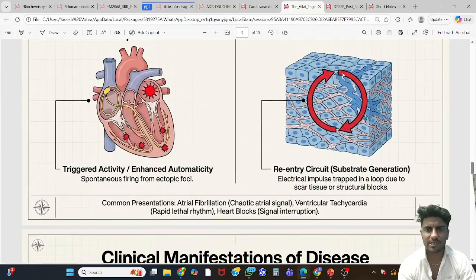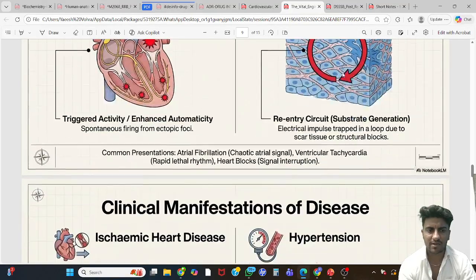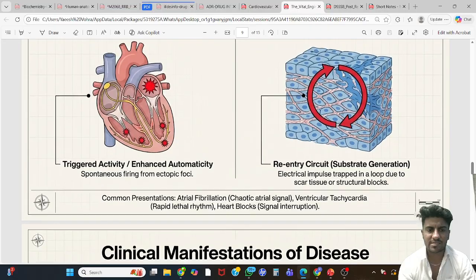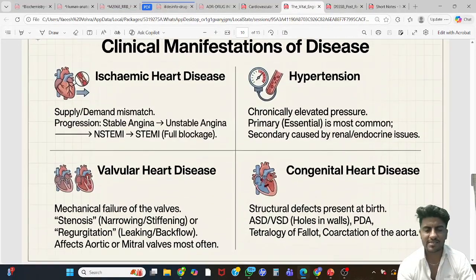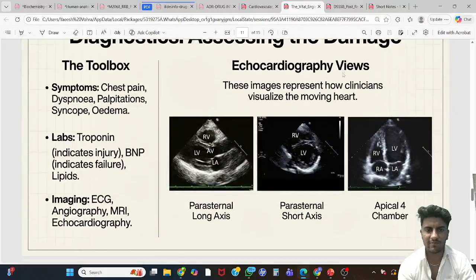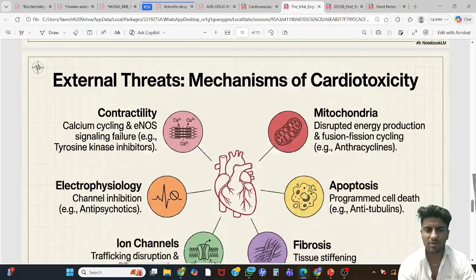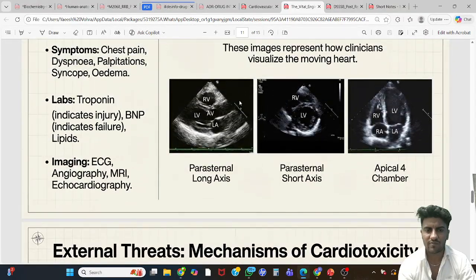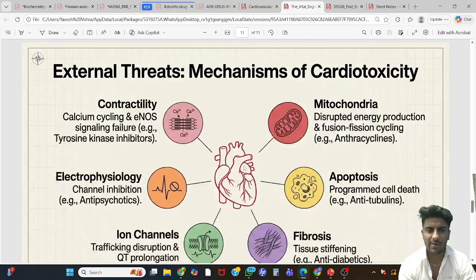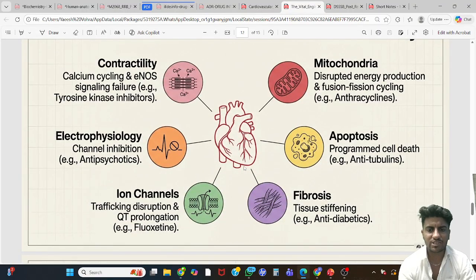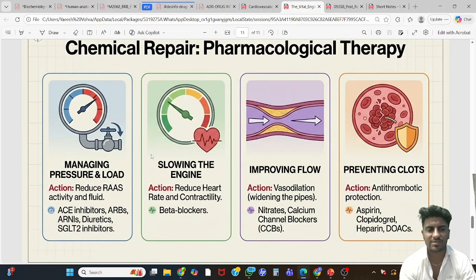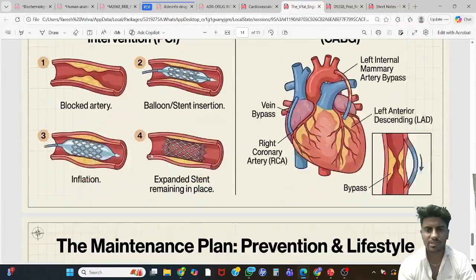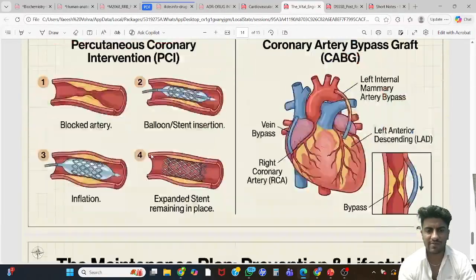So there are a lot of electrical manifestations that occur, that is enhanced automaticity, spontaneous triggering or firing of the foci, and there's NSTEMI or STEMI, which are commonly involved. Echocardiography is a very commonly used technique in which you can see parasternal images or apical chamber images. So ion channels, fibrosis, apoptosis, mitochondrial contractility, electrophysiology are some of the factors which affect the cardiovascular system. So you need to manage the preload and the afterload definitely very nicely.